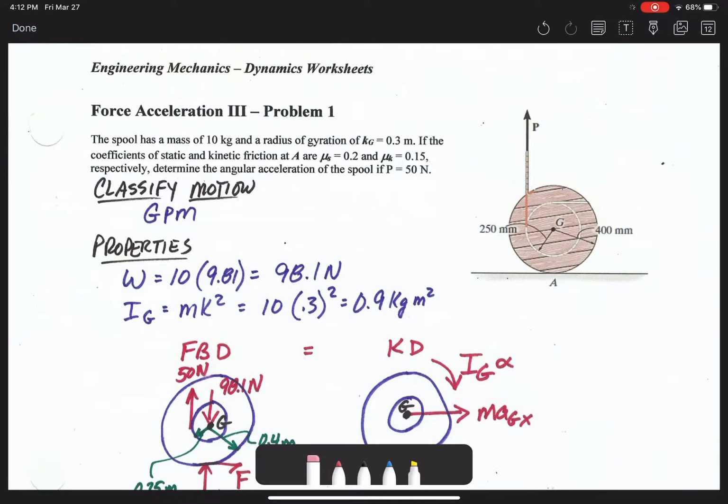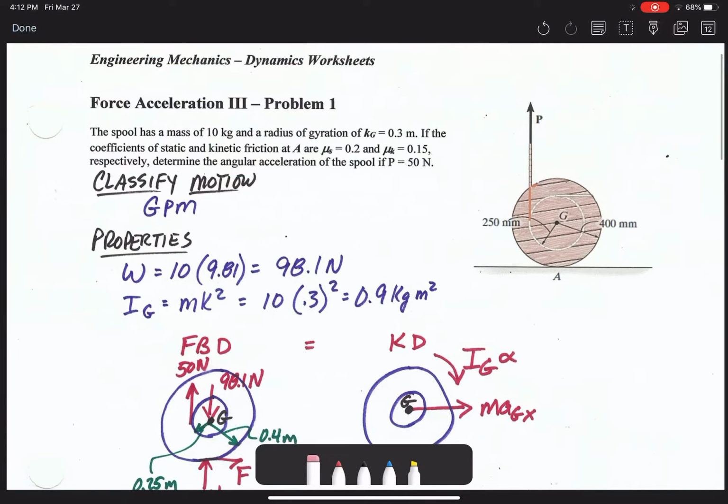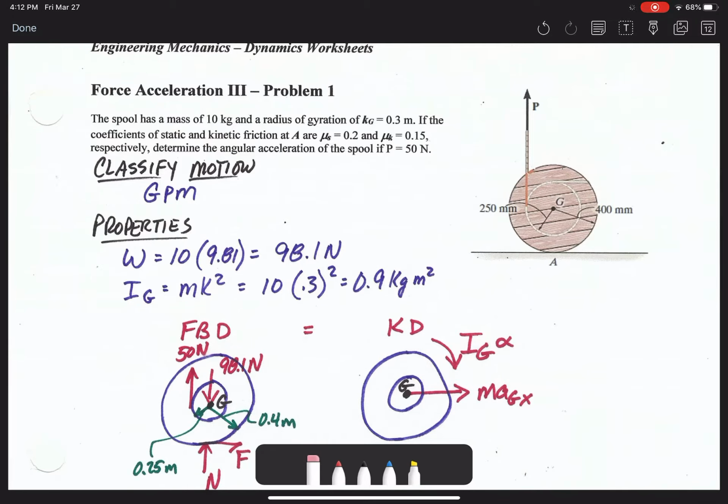So you see problem 1, force acceleration 3. Now you are already familiar with the force acceleration method from the first 2 lessons. So instead of taking a very long time to solve one problem, and that also takes time for you to look at the video, I just want to highlight the key information in the solution that you have in the PDF. Hopefully it will be shorter, given that you already know how to solve force acceleration.